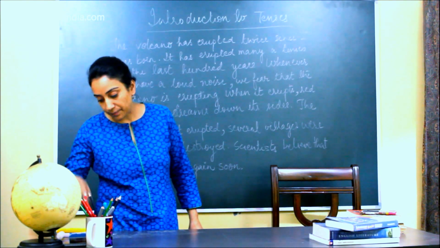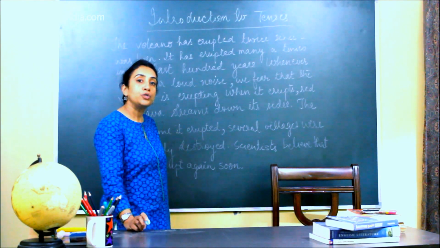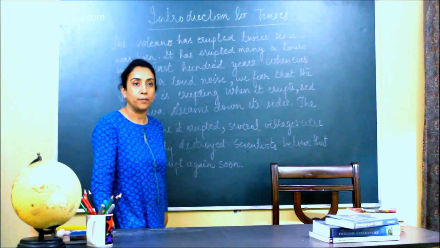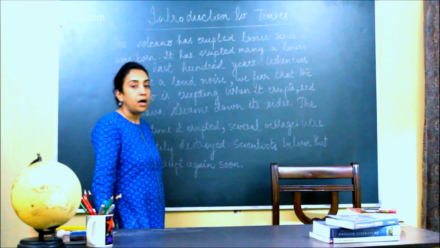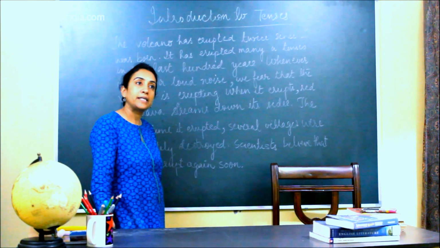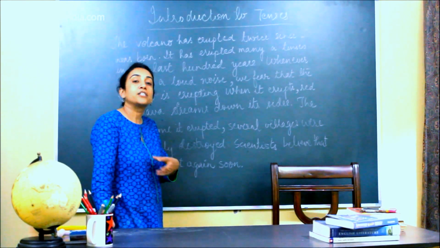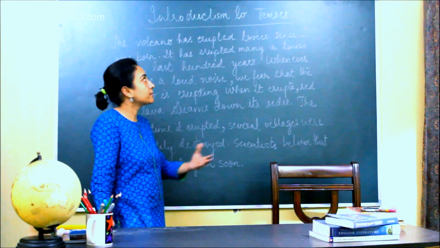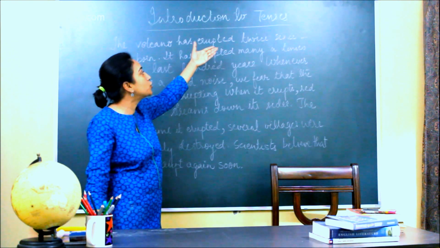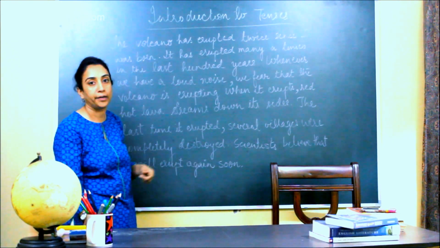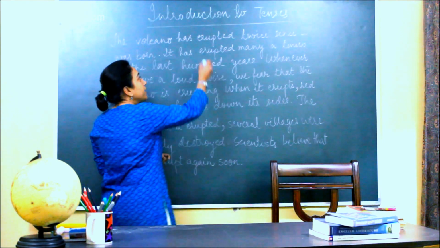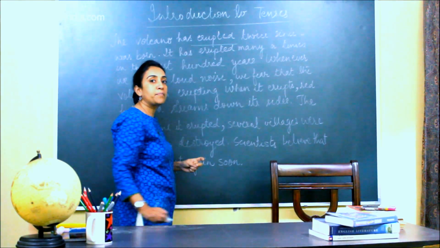Now, what I want all of you to concentrate on in this paragraph are the verb forms. What is a verb form? A verb form is how a verb has been used in a sentence. If I look at the first one, the volcano has erupted twice since I was born, and look at the verb in this sentence, it is very clearly erupted.